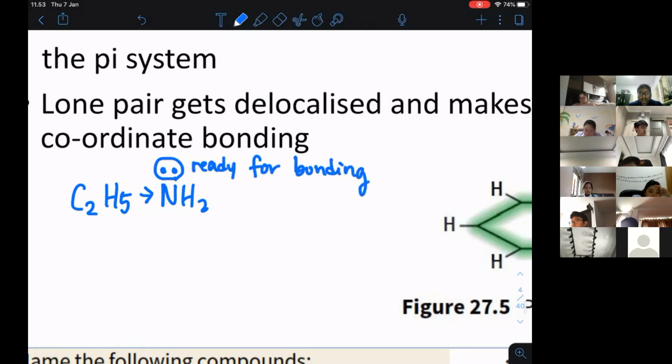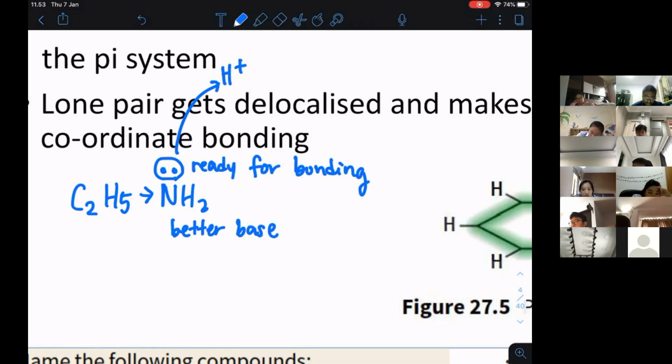If this is ready for bonding, and I have another H+ coming here, the electron pair will just go there. It will actually be bonded. So it will become a better base.